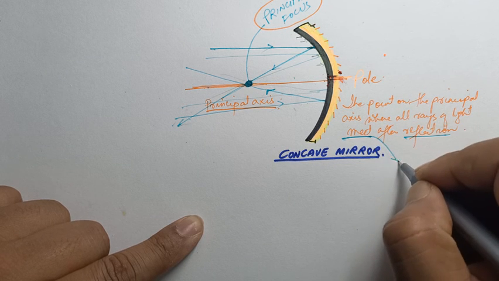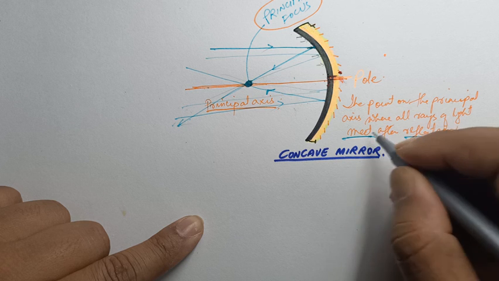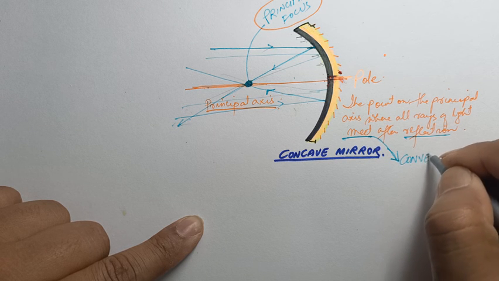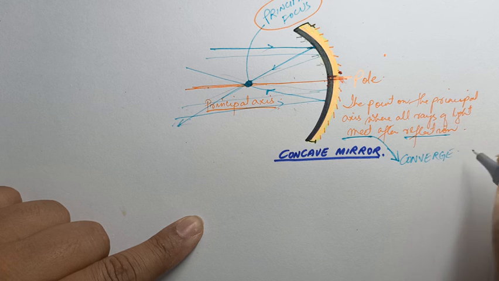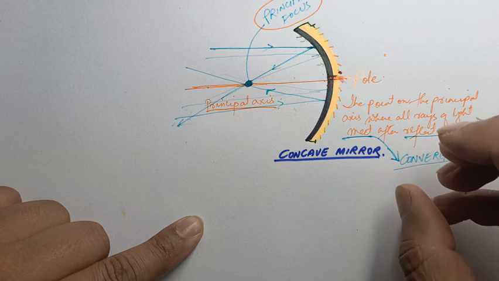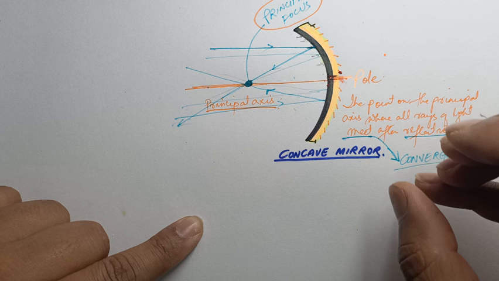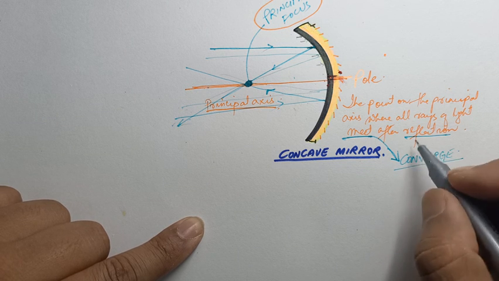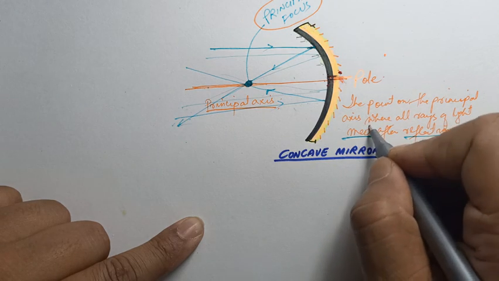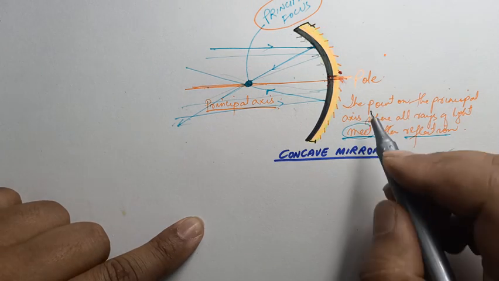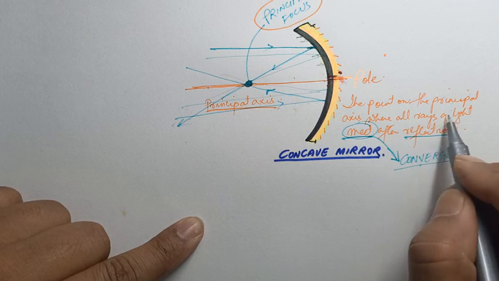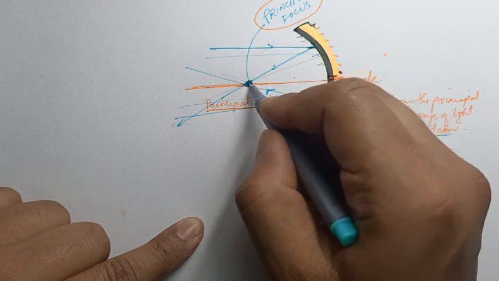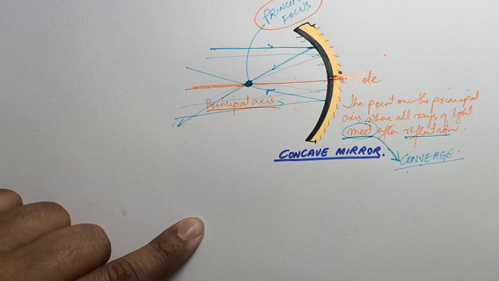Remember, meet, the other word that we'll be using for meet here in this chapter will be converge. Converge, the other word for meet, to get collected at a point, that is meet. So instead of meet, we'll use the word converge. So whenever I use the word converge, understand it means to meet. So the point on the principal axis where all the rays of light meet after reflection is called as the principal focus.